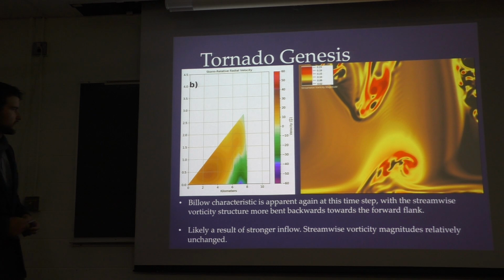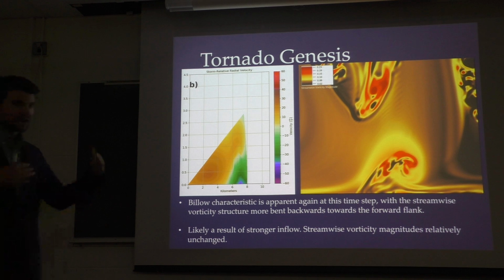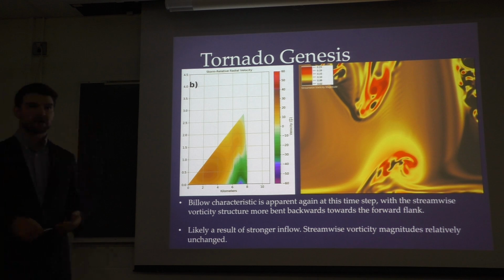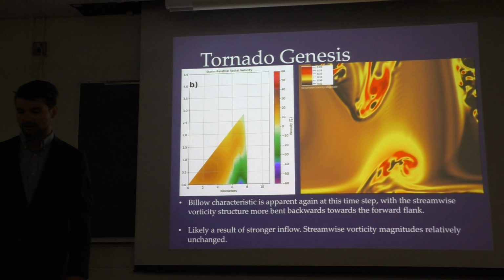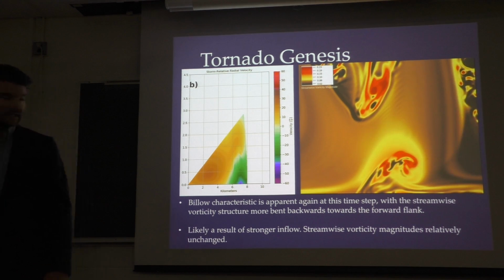So just comparing the streamwise vorticity to the velocity data, this is a little bit more classic Kelvin-Helmholtz billow here. And again, we've got the stronger inbound and outbound flow, so we're going to have more shearing across that boundary. So it makes sense that we have a lot more Kelvin-Helmholtz looking feature there.